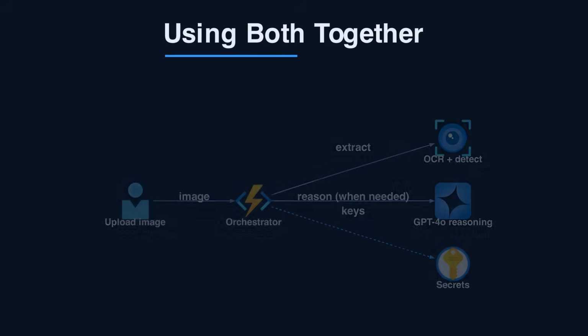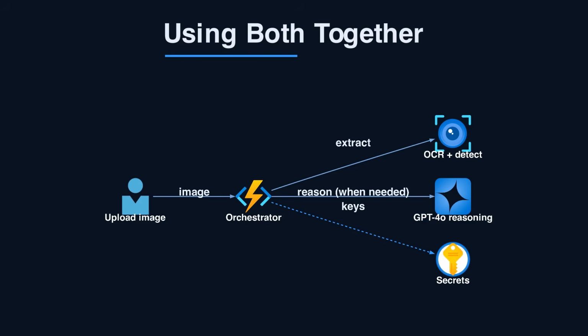These aren't mutually exclusive, and the strongest designs combine them. A common pattern: run AI Vision first to do cheap, deterministic OCR and object detection, then pass the extracted text and crops to GPT-4o Vision only when a request needs reasoning. You filter the expensive model down to the cases that justify it.